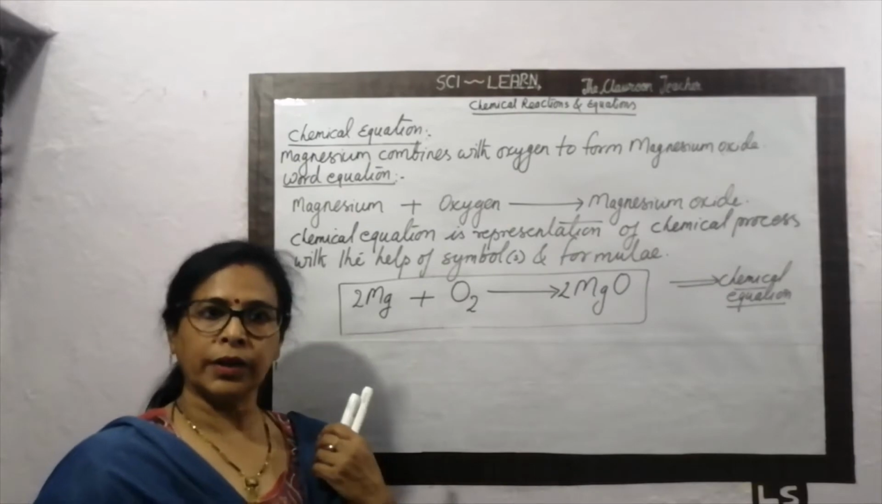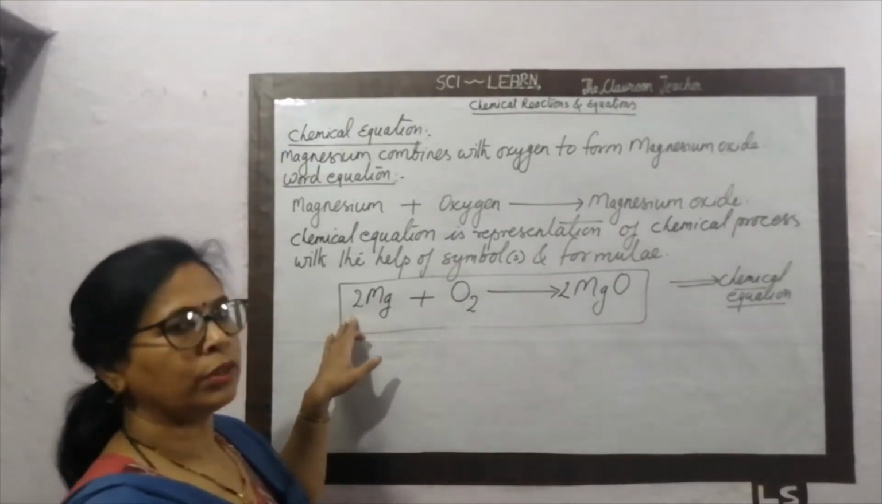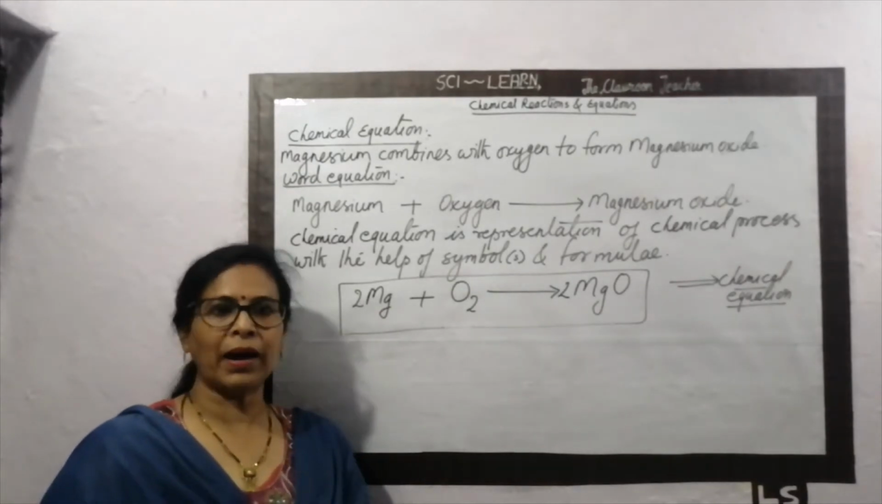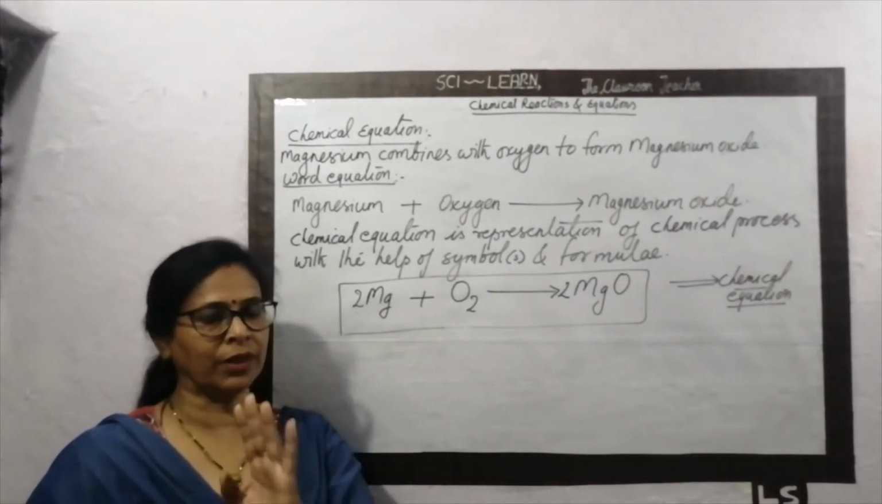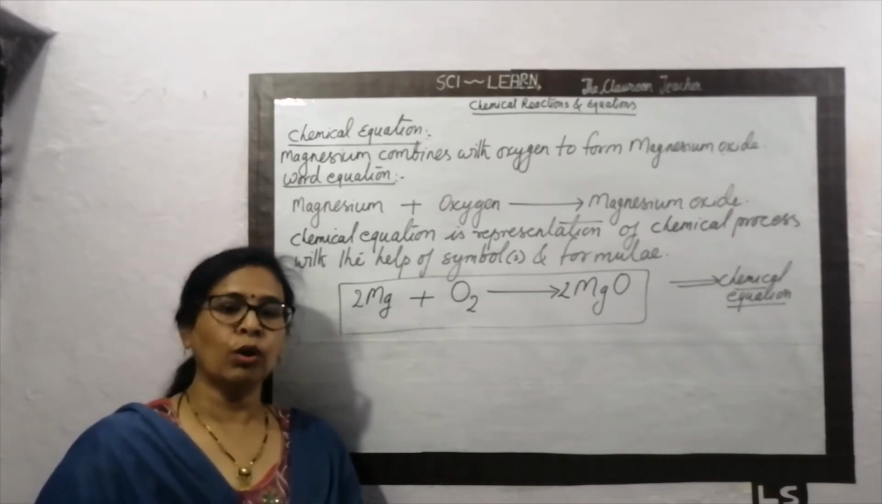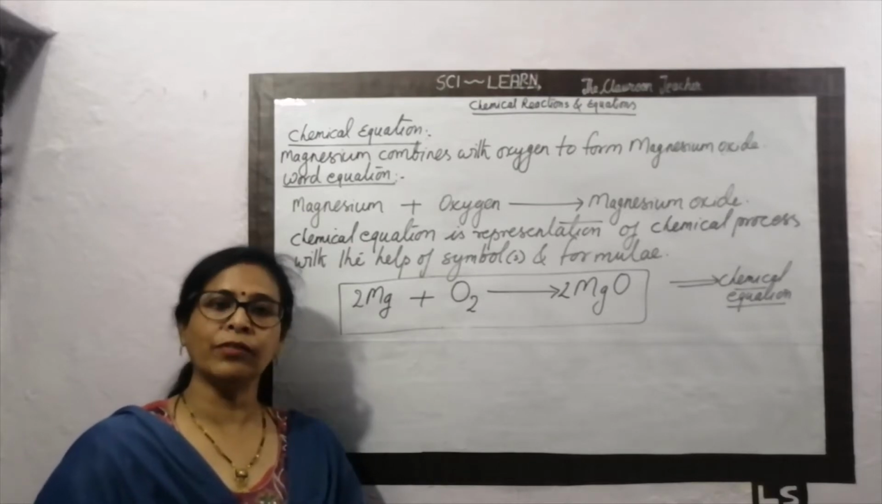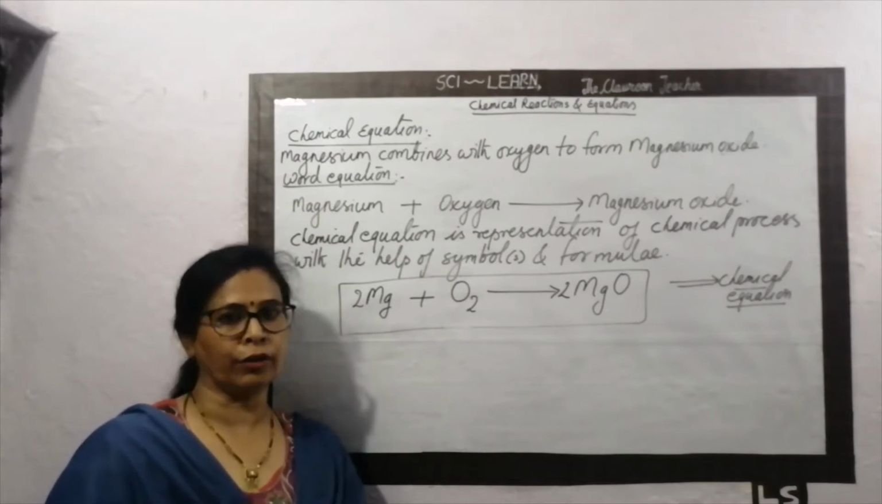Now I am going to write here 2, here also 2. That is called balancing. And what is balancing? We have to study it today only in this class. But before balancing, we have to know the rules for writing a chemical equation and how we can make our equation more informative.